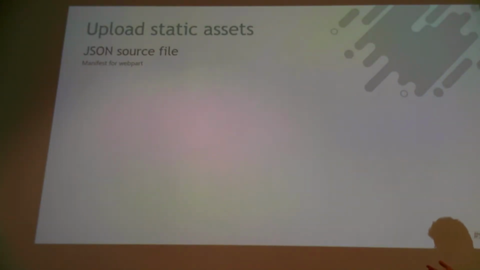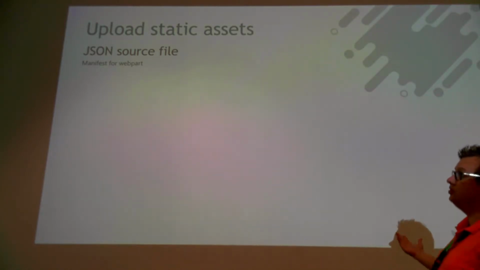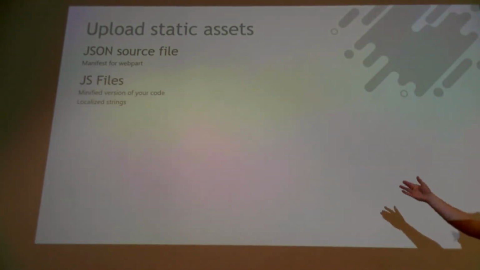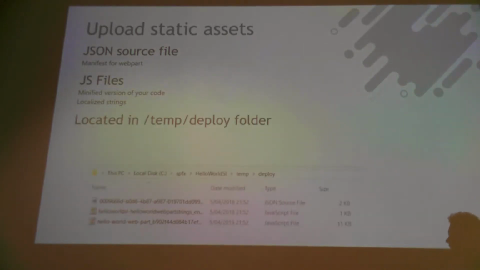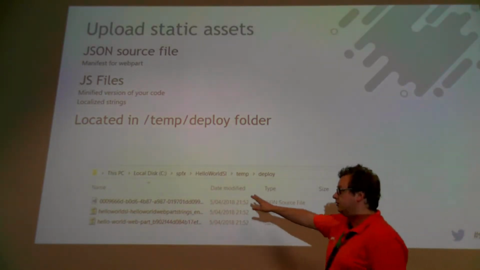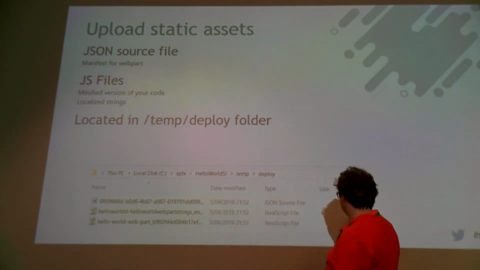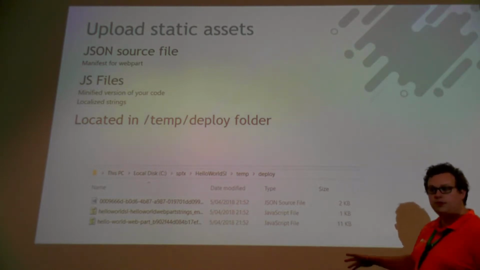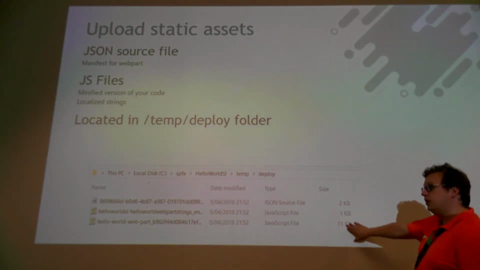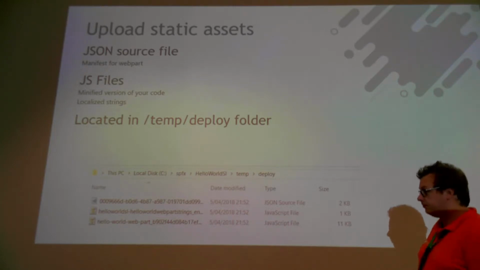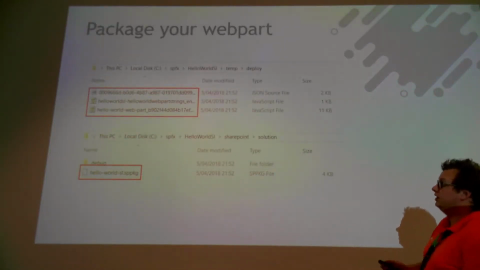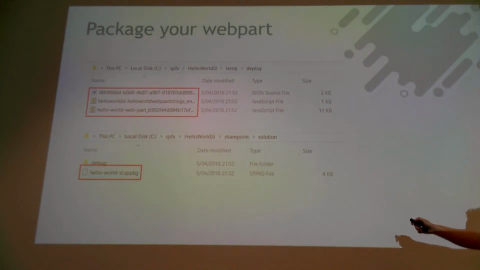Then you have your JavaScript files, the JSON source file you have first. The JavaScript files are a minified version of your code, plain JavaScript, and also the localized strings, and they are located in the temp folder, temp deploy. Here you can see the JSON file, sort of a manifest. The strings file is just 1 kilobyte, a small file with the resources in it, and then your actual code, 11 kilobytes. Minified. So that's in the temp deploy folder, and then you also have the SharePoint solution folder.